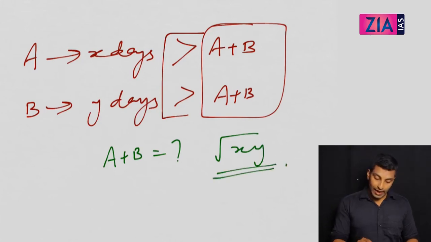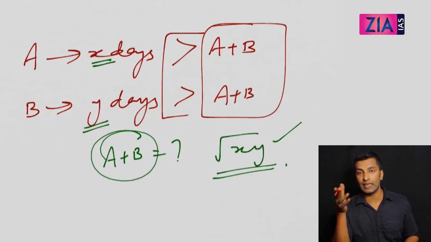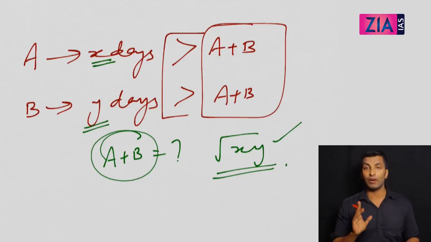Okay, so what is the idea? A takes X days more than A plus B, B takes Y days more. The moment you see this, A plus B will be root xy. It can be a direct question in some of the ECS paper. It can be a part of the question. I'll give you an example. I'll take a tough question with which you can understand all the problems that we have solved till now, including this. I hope you understood this completely.